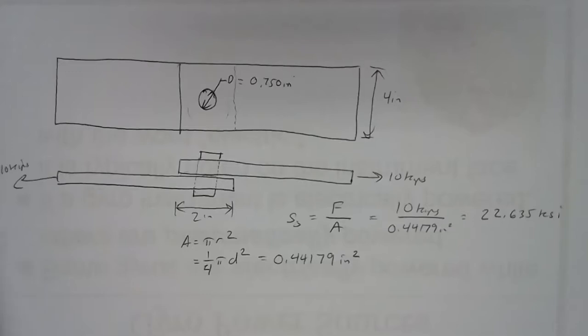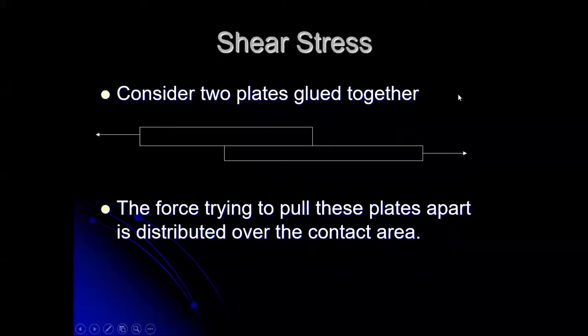So that's another way we could do the lap joint. We could use a pin to hold that joint together. And we'll see another example of what we can do with a lap joint here in a little bit. So that's shear stress in a lap joint.